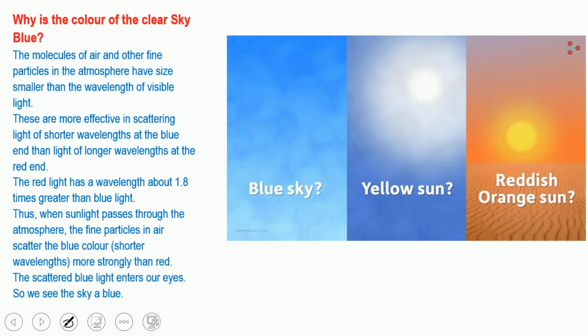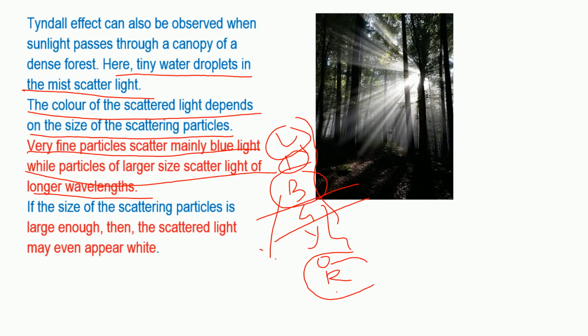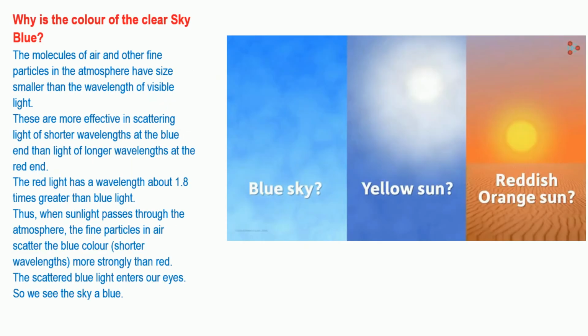Here it is: why is the color of the clear sky blue? Here again, the answer you already have. That is because of the scattering. The question is, why is the color of the sky blue? The answer is, because of the scattering of light. Understand? Because of the scattering of light. How it is, you see. Now here we can see a video from that. You will understand it.